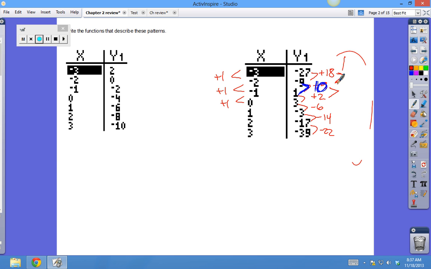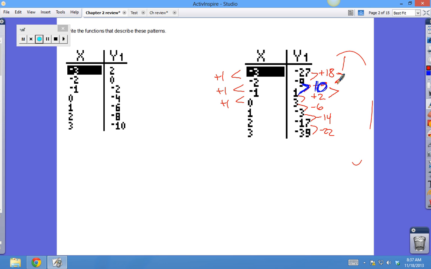Okay, 18 to 10, that went down 8. 10 to 2, that went down 8. Okay, that's looking better. 2 to -6, that went down 8. -6 to -14, that went down 8. And -14 to -22, that went down 8. Okay, so now I feel pretty good about it.